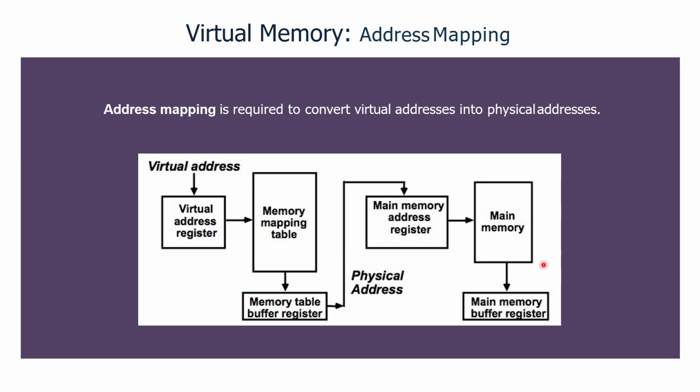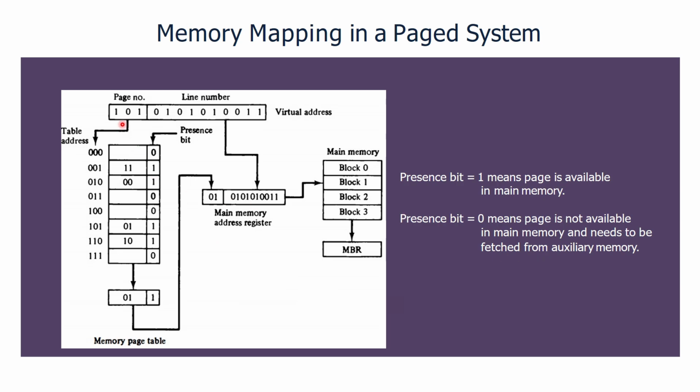In this example, see at the top, there is a virtual address 101 01 01 0011. In this, the first 3 bits are the page number and the other bits are the line number. Using the page number you can access this memory page table. This is the table address. This 101 means the location 01. The 01 is passed on to this one. This 1 is the presence bit. 1 means the page is available in the main memory.